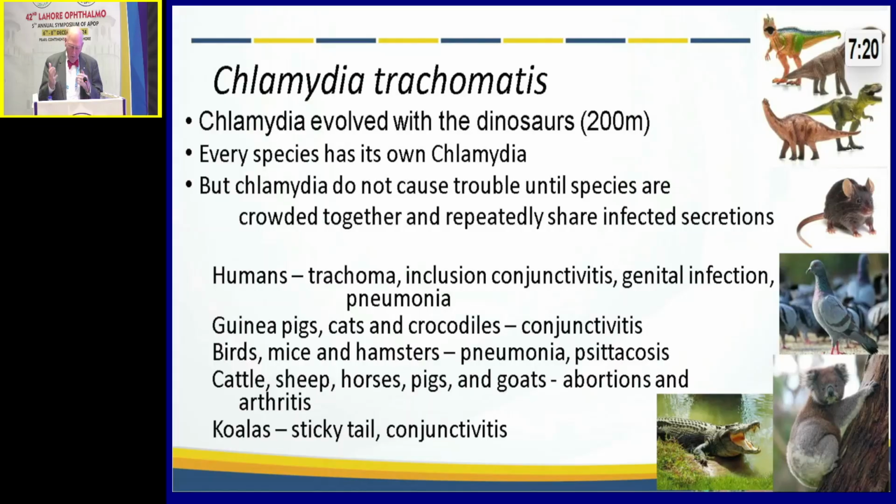And in humans, we've got trachoma, including conjunctivitis and obviously genital tract infection, but guinea pigs, cats, crocodiles, birds, mice, hamsters, cattle, sheep, horses, pigs, goats, even koalas get chlamydia. And if they're crowded together, they have trouble with it. If they're not crowded together and keeping separate enough, it's not a problem.